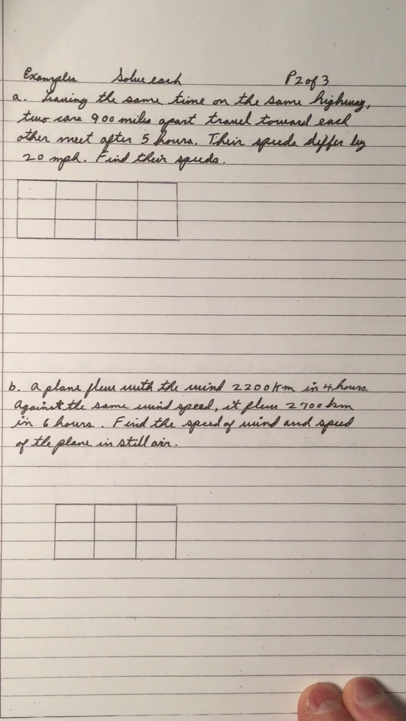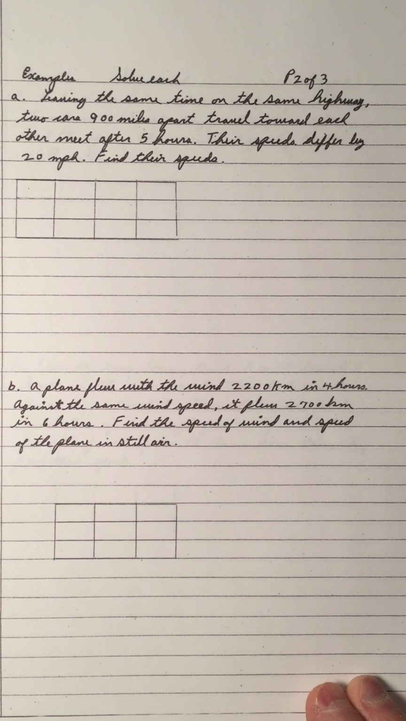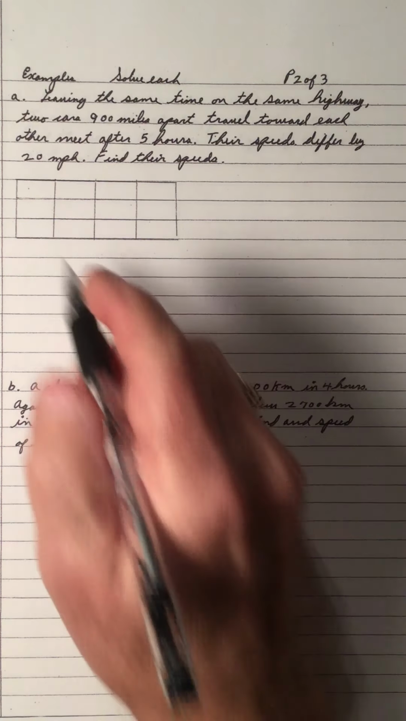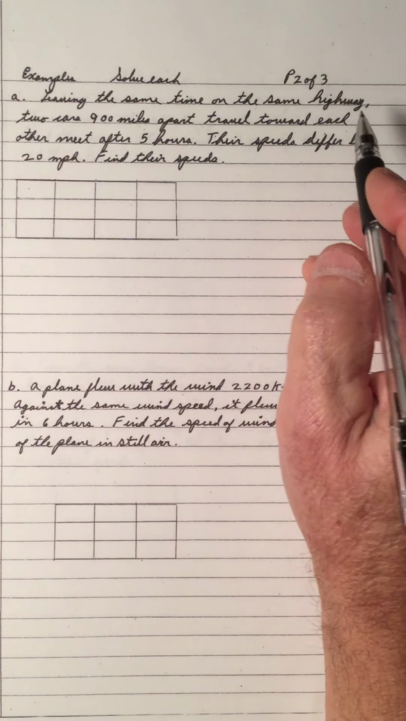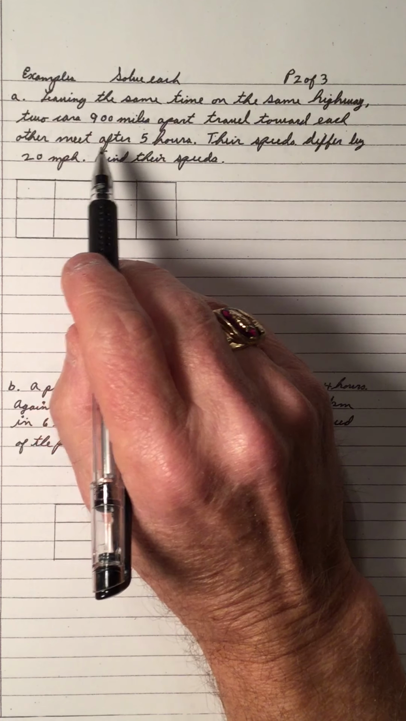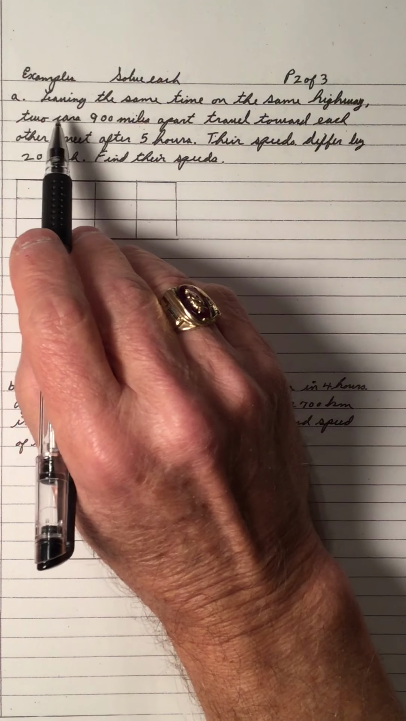Solving distance word problems in two variables is similar to what we did with age. We'll create a grid, but let's solve a couple and see what happens, see if you're okay with them.